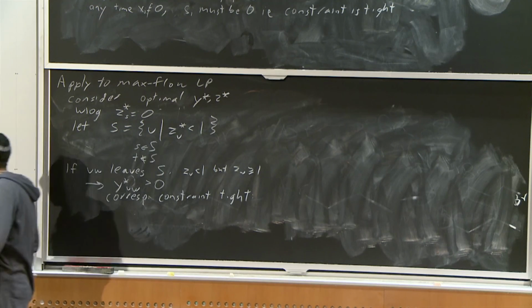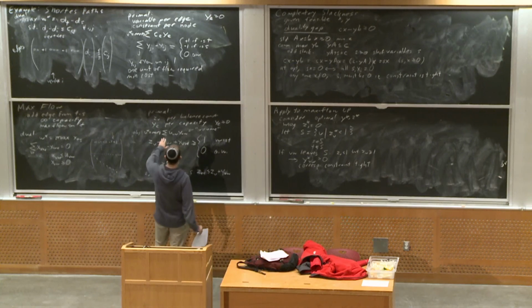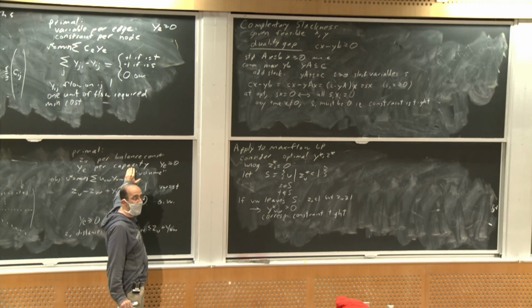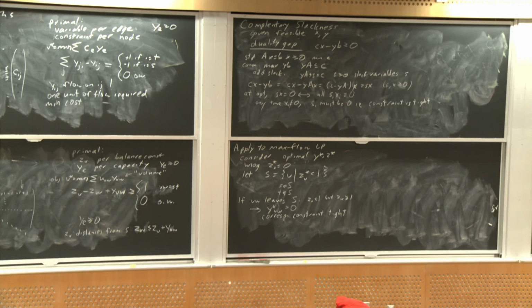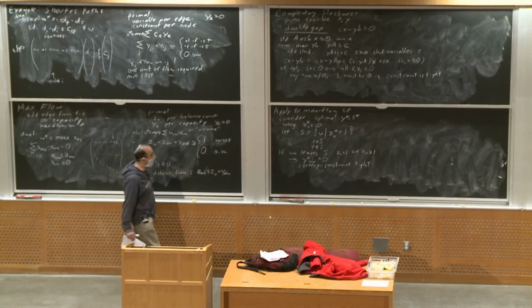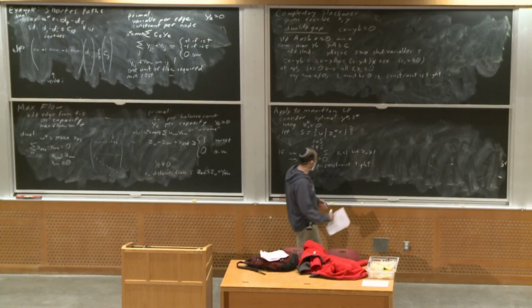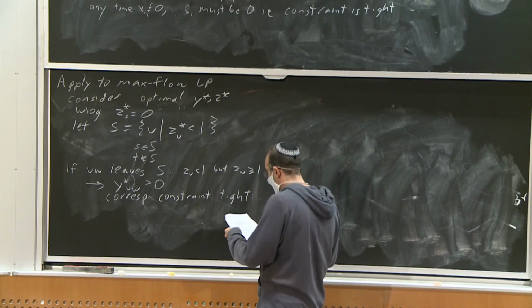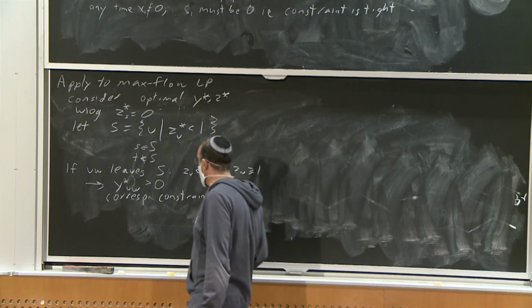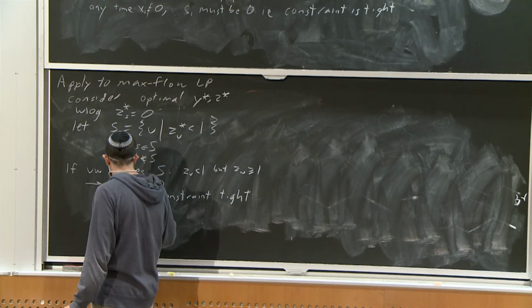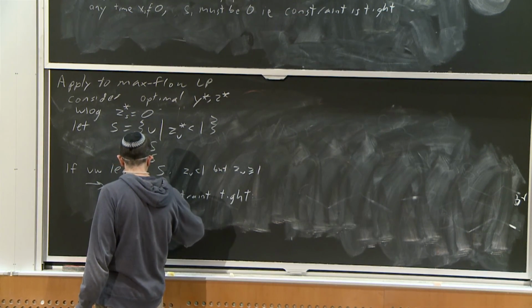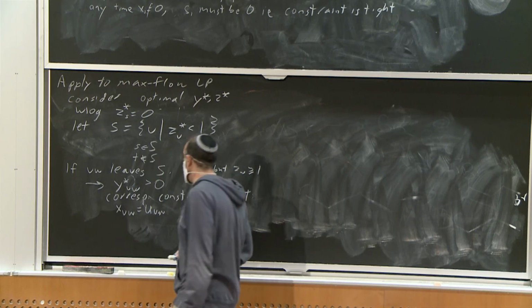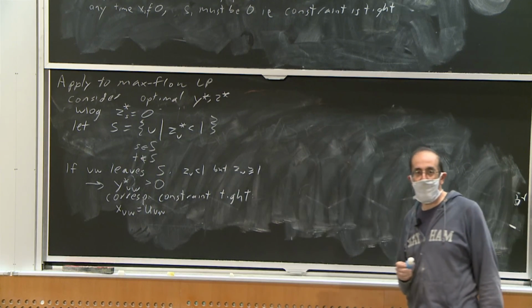So our variable y e over here corresponds to a capacity bound in the so-called dual. And because the variable is non-zero, it means that the capacity constraint is tight. In other words, x VW is equal to u VW.